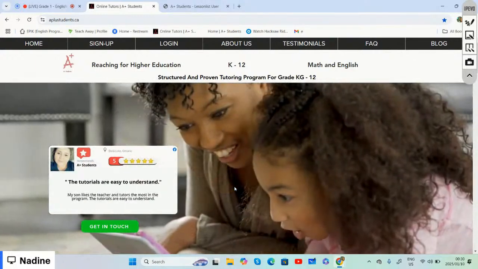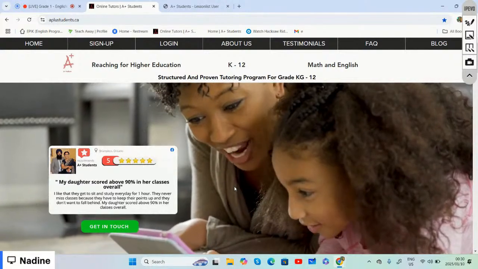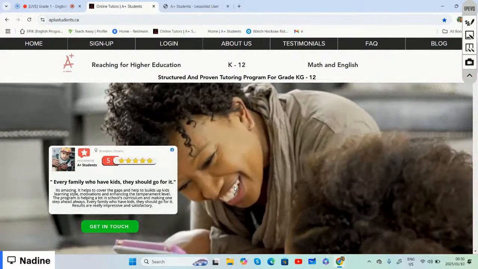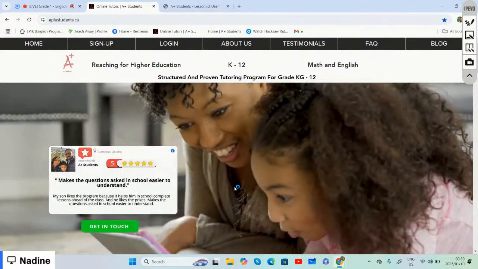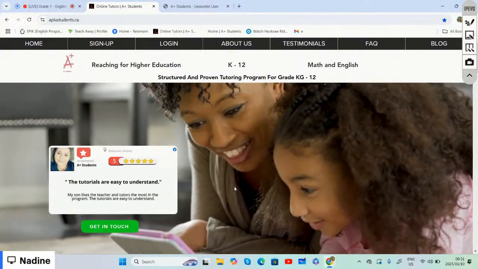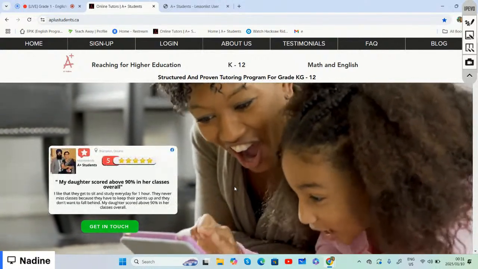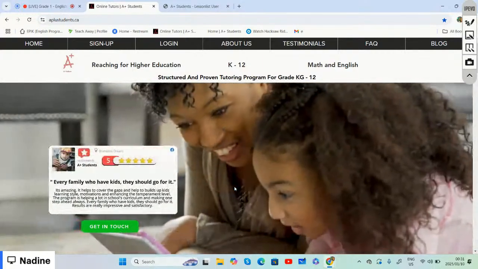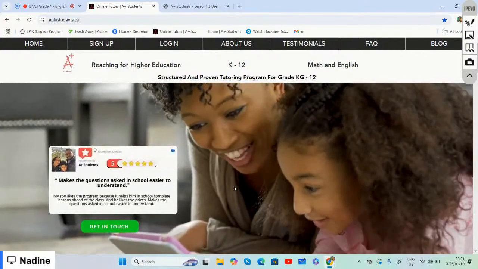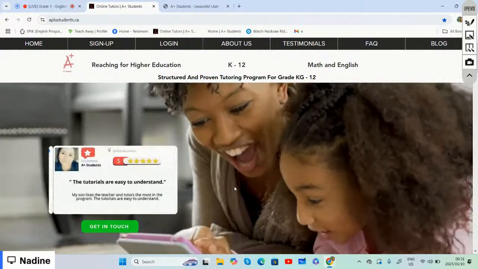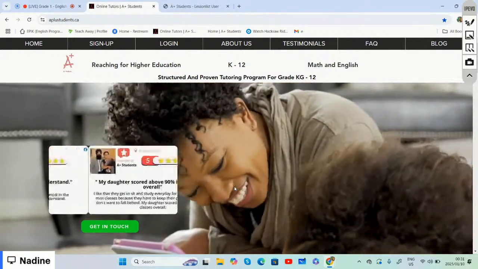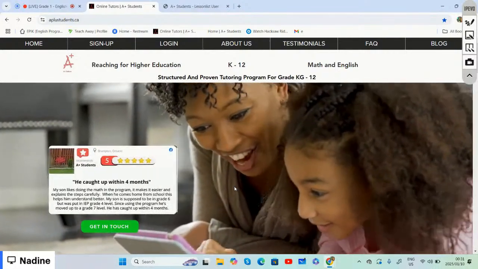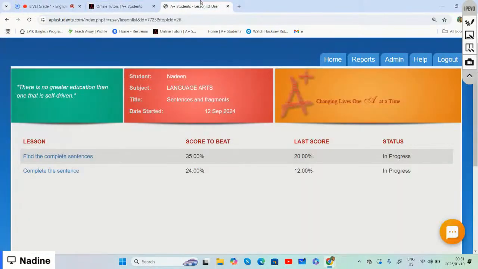We are doing sentences and fragments. We're doing grade one. And we're going to log on to aplusstudents.ca with our username as well as our password. Select the subject of English language arts. We're doing grade one, and then we're going to scroll down until we get to our chapter of sentences and fragments.